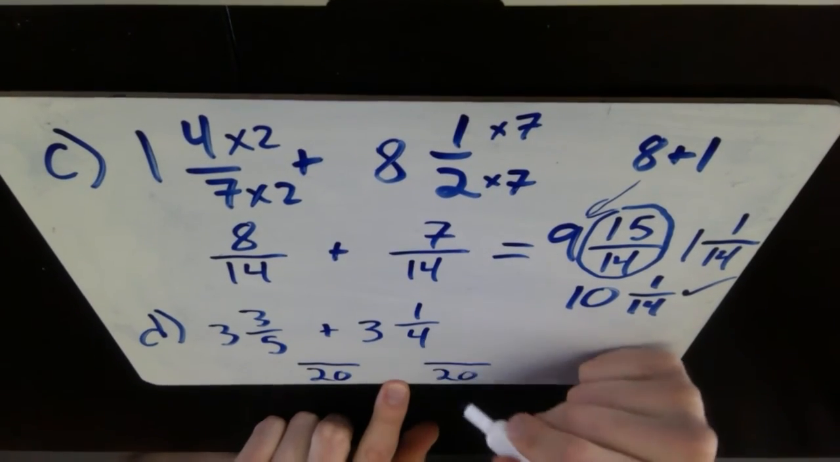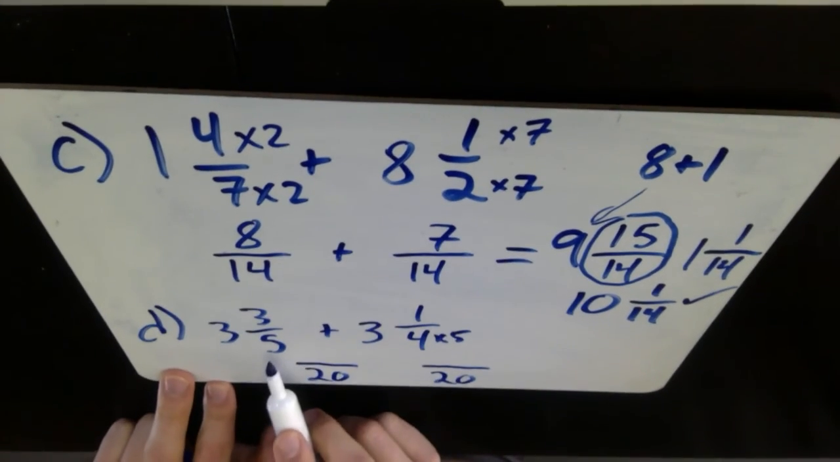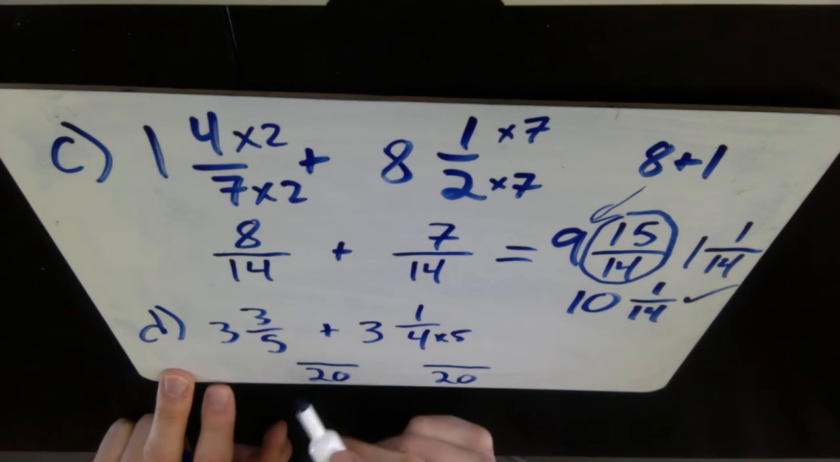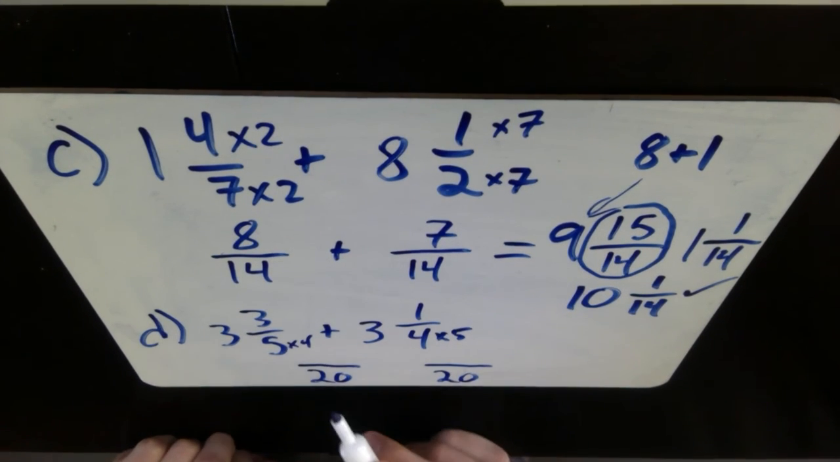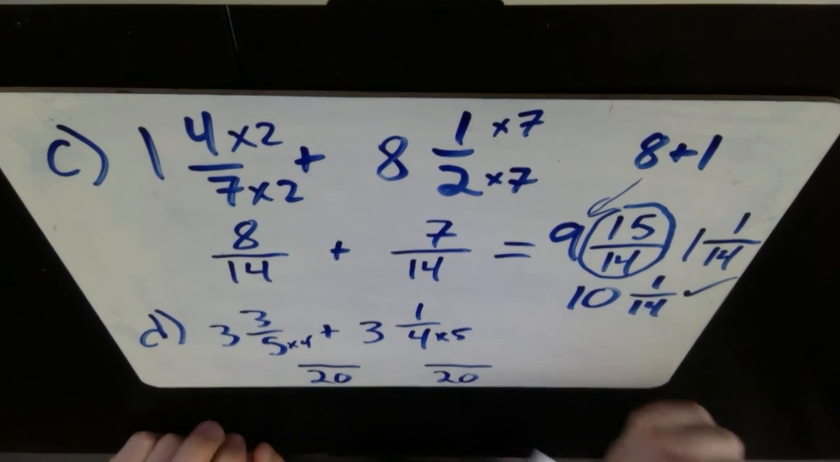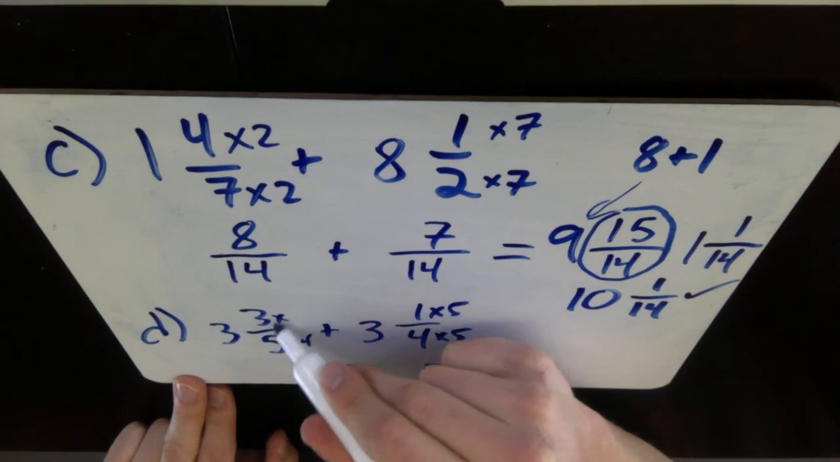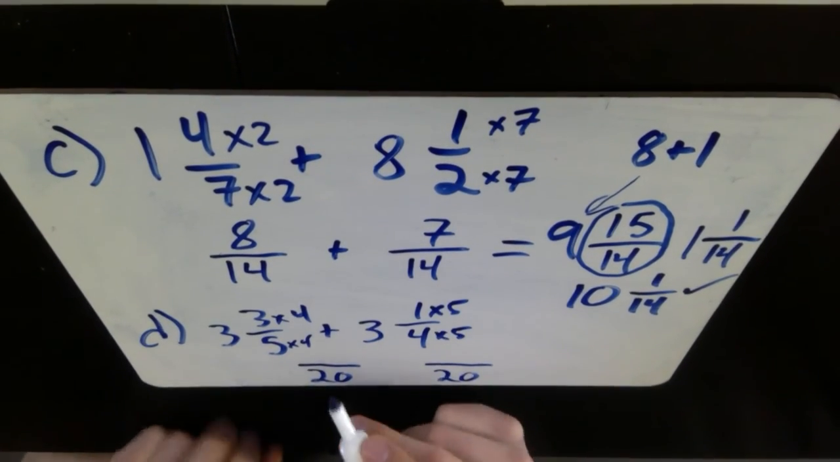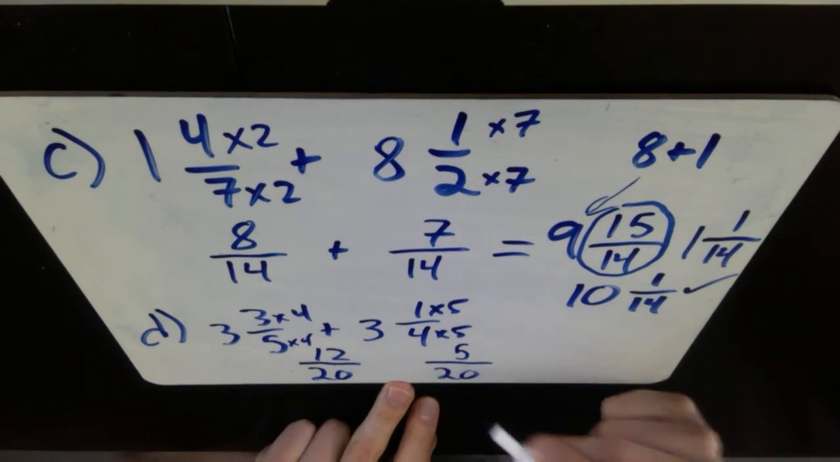What did we have to do to get from 4 to 20? We times it by 5. What do we have to do to get from 5 to 20? Well, we times it by 4. So 5 times 4 was 20. 4 times 5 was 20. Do the same thing to your top. Multiply by 5. Multiply this by 4. 3 times 4 is 12 over 20. 1 times 5, 5 over 20.